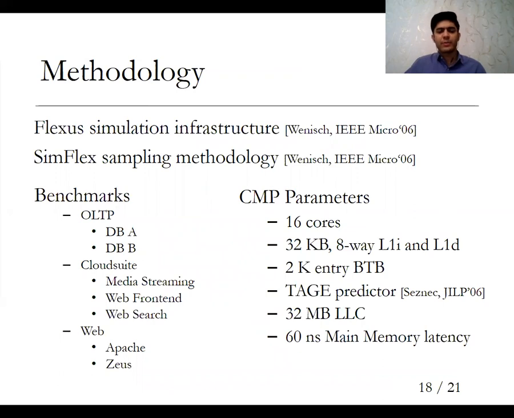To evaluate our proposal, we have used Flexus full system simulator and tested our proposal on a wide range of benchmarks from different categories. The simulated processor is a 16-core CMP where each core has a 32 kilobyte 8-way set associative L1I cache and a 2K entry BTB. The branch predictor is TAGE, and the last level cache has 32 megabyte capacity that is shared across the cores.